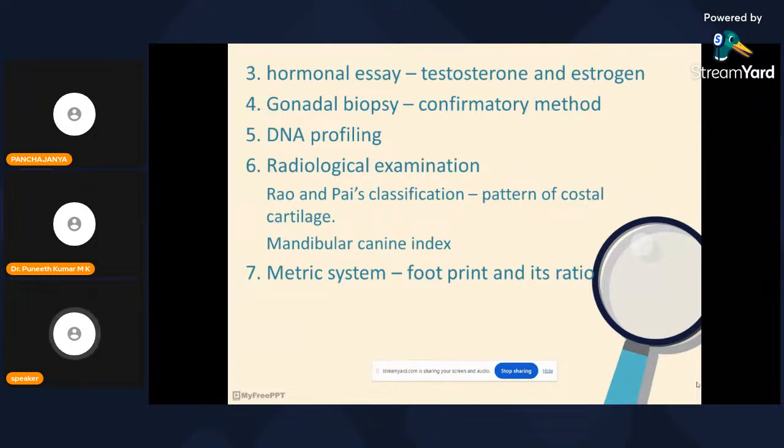Next, other tests like hormonal assay: by testing the levels of testosterone and estrogen, we can identify the sex of a person. And gonadal biopsy: the gonads are sent for biopsy, and based on histopathological study we can give a confirmation of the sex. And DNA profiling, and radiological examination. In radiological examination, there are two categories.